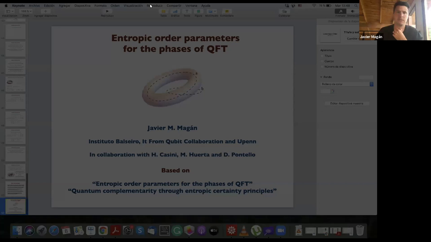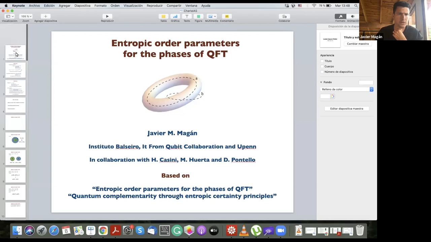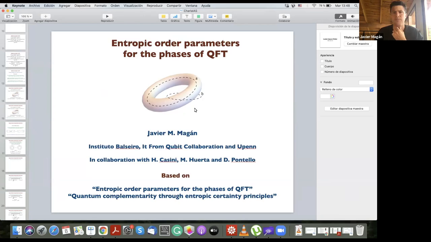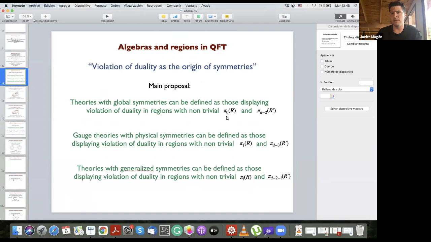Exactly. So this is the proposal for ordinary symmetries where we are going to have a violation of duality in disconnected regions. And the reason is that we can construct these intertwiners that are charge anti-charge operators in each of the disconnected regions. These intertwiners do not belong to the additive algebra because they are constructed by a charge operator in one region and a charge operator in the other region. And therefore, these are the analog of the non-local Wilson loops. This operator violates duality.